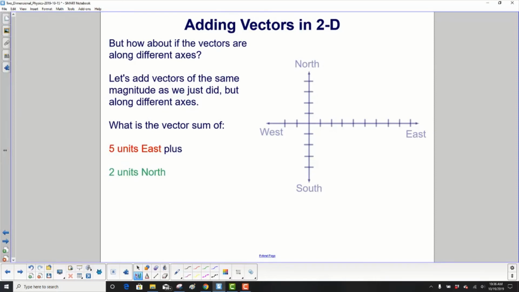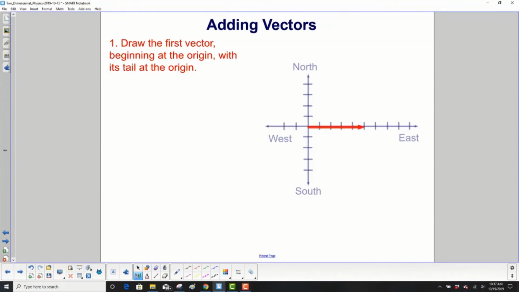It's far more interesting. So now we're going to add the vectors on different axes. We'll have the same magnitudes as we did before, 5 and 2, but we'll put them in different directions. So we want to know the sum of a vector that is 5 units to the east plus another vector that is 2 units to the north. We start, as before, with the first vector. And the first vector is going to be 5 units to the east, or like we've said earlier, you could call that positive x, or we could call it to the right. There's probably other things you can call it, but those are the 3 that come to my mind.